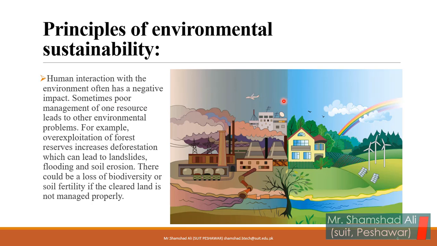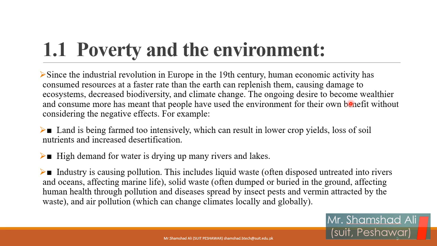Here we can see in this picture that the surrounding environment is polluted by human activity, transportation, and here we can see the industries. But in this picture you can see that you can sustain your environment. You can fix some principles, rules and regulations to sustain your environment. The first one is poverty in the environment.